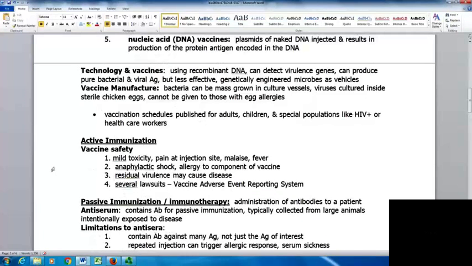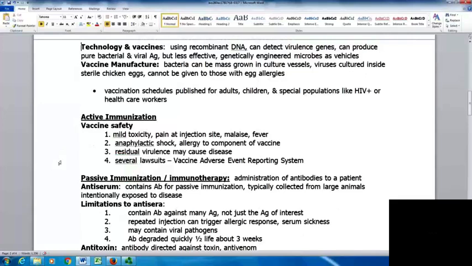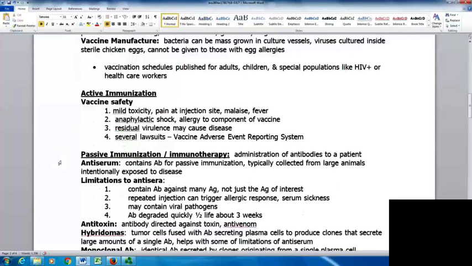So when we look at active immunization and vaccine safety, it's going to have mild toxicity. There's usually pain at the injection site. Poking the skin with a needle is not going to feel good, even if it only has saline in it. It can lead to malaise and fever.